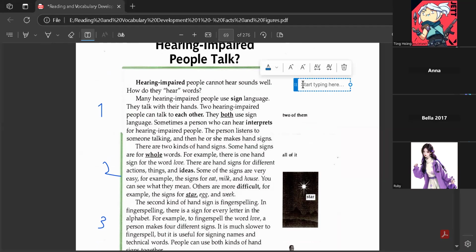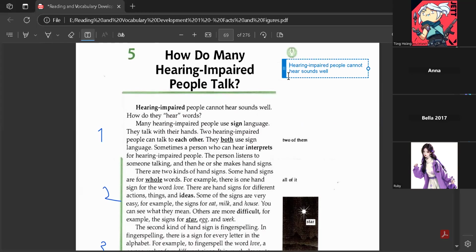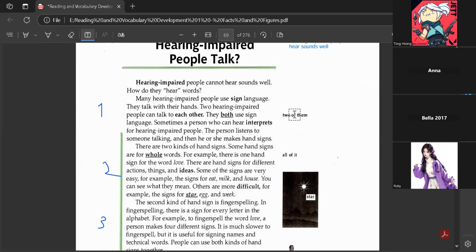The important sentence here is that hearing impaired people cannot hear sounds well. And this one, "How do they hear words?", is a question that attracts you so that you could start up the paragraph, so it's not really important in this situation. So we're just going to put it up there.